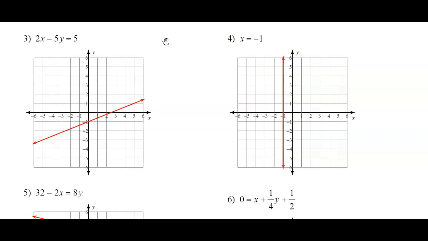Number 4, that is considered a vertical line. So this is a vertical line. If I asked you for the slope, the slope of a vertical line is undefined. The slope of a vertical line is undefined.